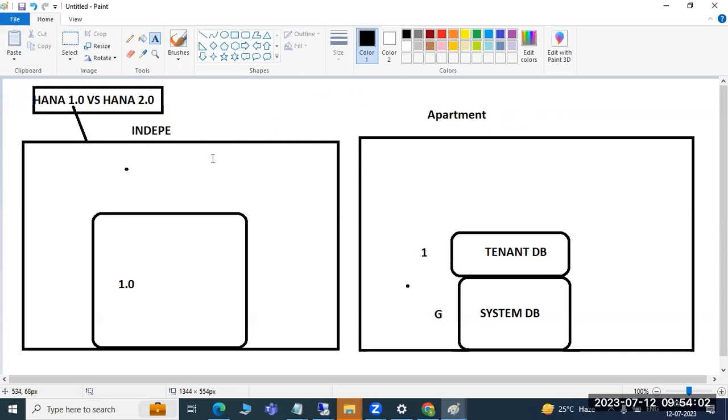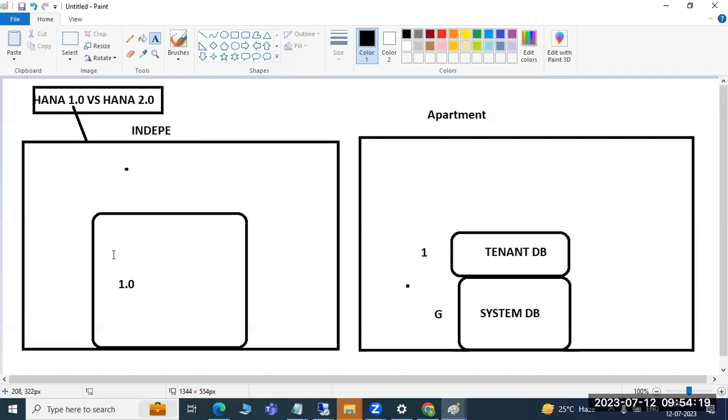But here it's not possible. Once you build the ground floor, once you build the independent house, you need to rework it. You need to uninstall again. You need to rework to build the apartment. You need to convert it, right? Independent to apartment, that's not possible.